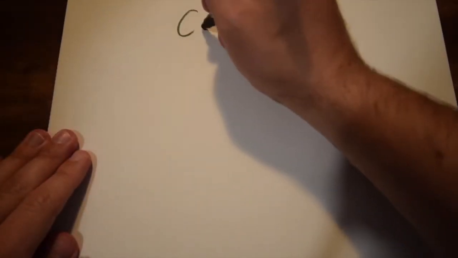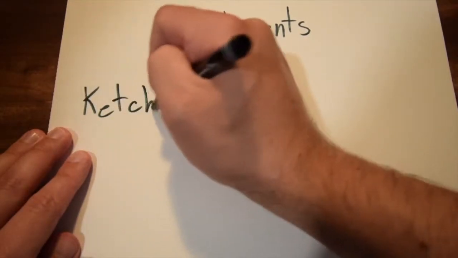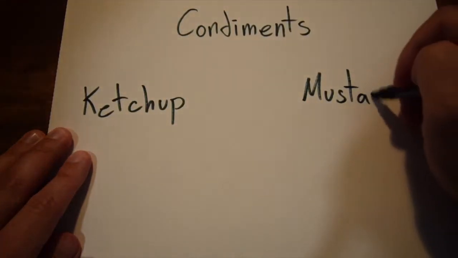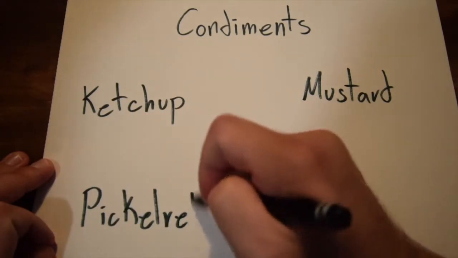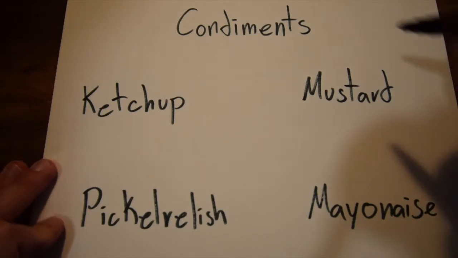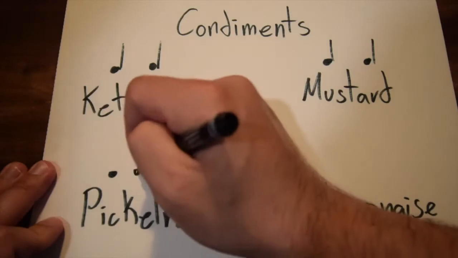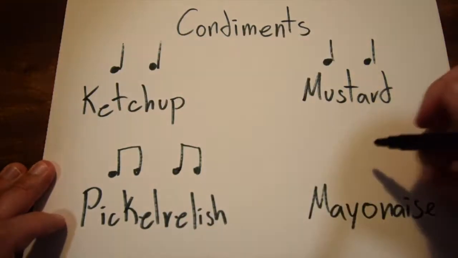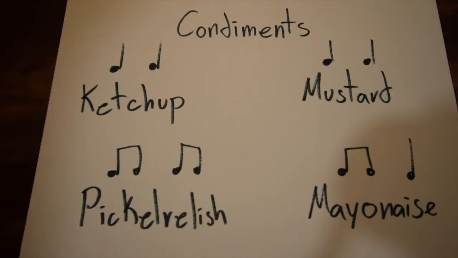Next up, I'm going to do condiments. My 4 condiments here are going to be ketchup, mustard, pickle relish, and mayonnaise. And then again, I need to figure out the syllables and how that can match up to a rhythm. Ketchup, I'm going to do 2 quarter notes. Mustard, the same. Pickle relish, that's T-T-T-T, and mayonnaise is T-T-ta.